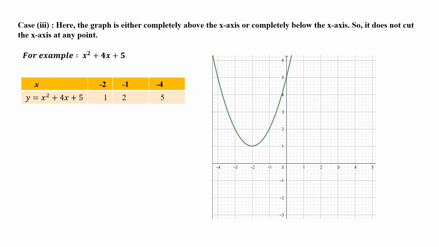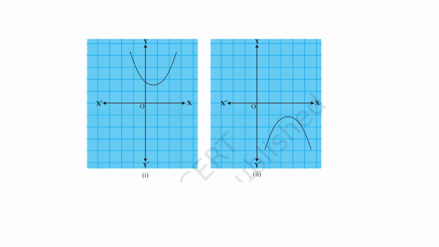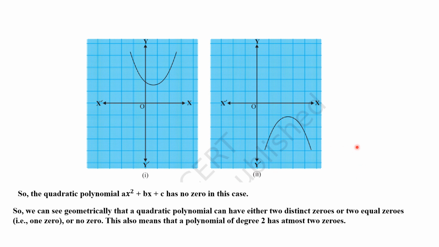Okay, so let me generalize this third case. In the third case, what will happen? The graph will be either above the x-axis or it can be below the x-axis. So it is not intersecting anywhere on the x-axis, isn't it? So the quadratic polynomial will have no zero in this case. So for a quadratic polynomial, it can have either two distinct zeros, or two equal zeros, or no zero. This means the polynomial of degree 2 has at most two zeros.